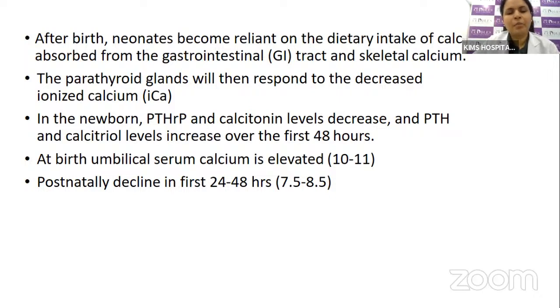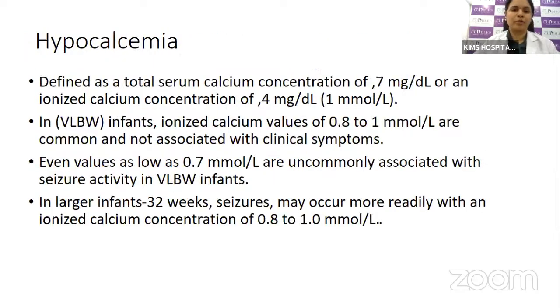So at birth, the umbilical serum calcium levels are generally high at 10 to 11 milligrams per deciliter, whereas by 24 to 48 hours, in most newborn babies, the calcium level would drop to 7.5 to 8.5 milligrams per deciliter. So now what is hypocalcemia? Hypocalcemia is defined as either reduction in total serum calcium concentration to less than 7 milligrams per deciliter, or an ionized calcium concentration of below 1 millimole per liter or 4 milligrams per deciliter.